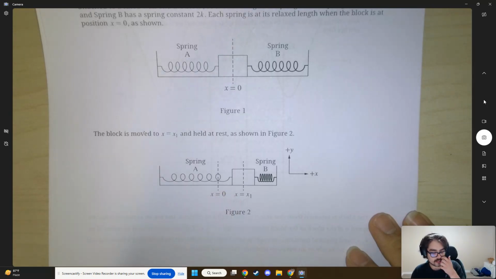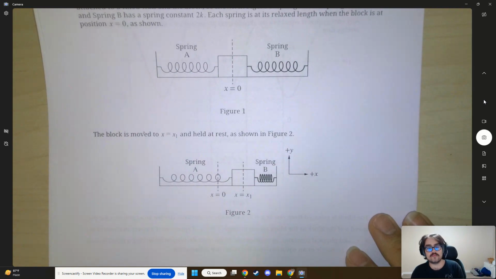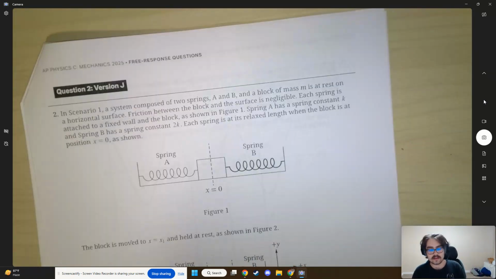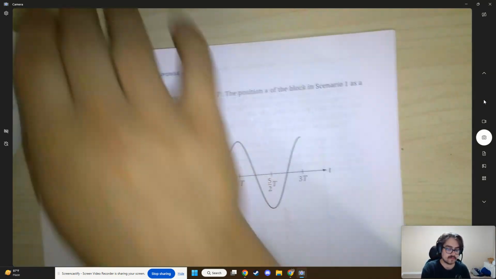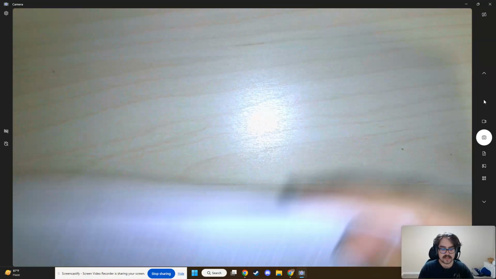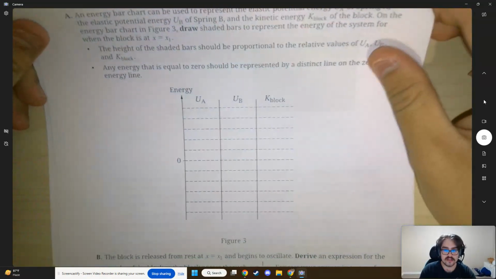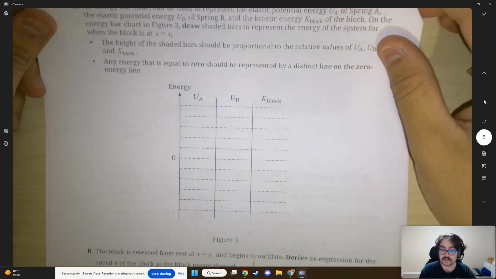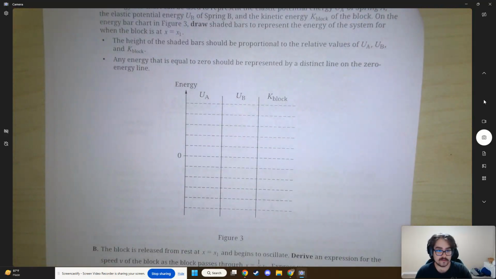So you can just plug in for spring potential energy one half k x sub 1 squared, because you're doing the exact same thing to both of them. Stretching the spring to x1 is identical to compressing it to x1.